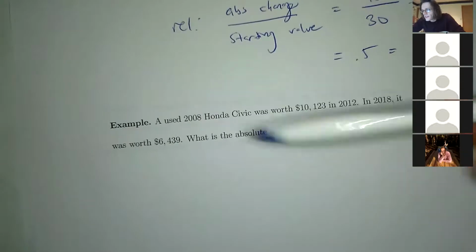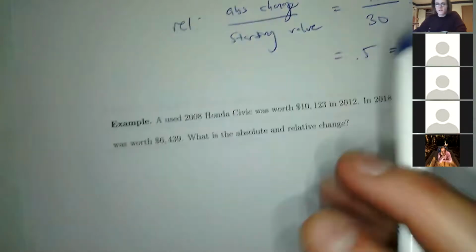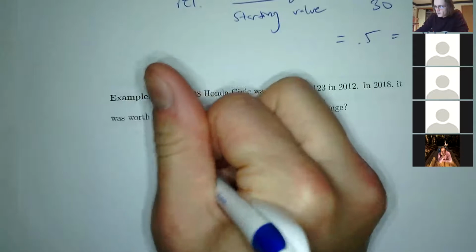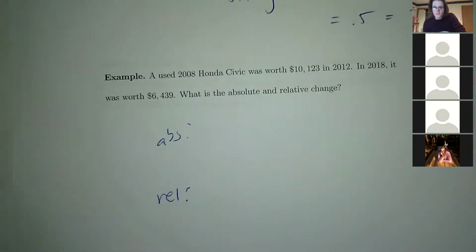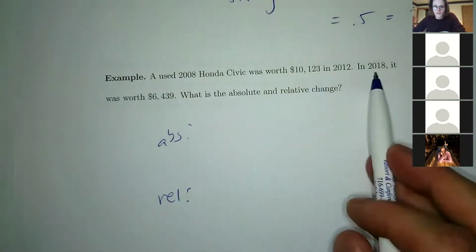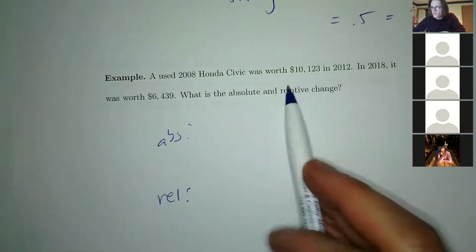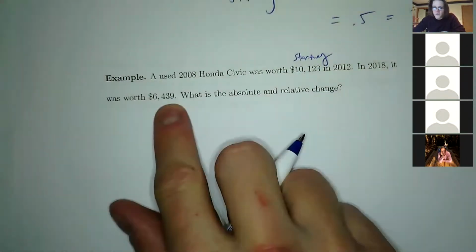So yeah, the Civic was worth 10 grand in 2012. Again, the years here won't matter. In 2018, it was worth this much. Again, absolute and relative change. So the absolute change again is just how much it changed. The only reason you need the years, which I put here, is to give you an idea of what the starting and the ending value should be. So it was worth this much in 2012, so this is the starting. And later in 2018, it was worth that much, so this is the ending.